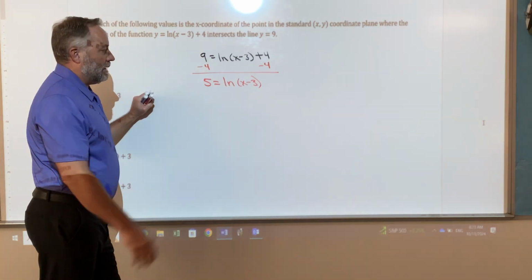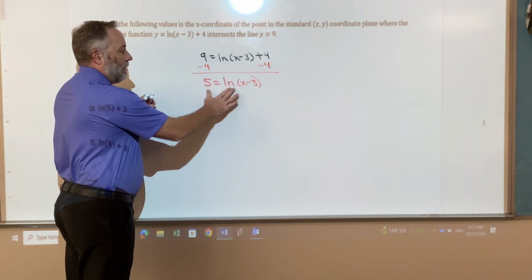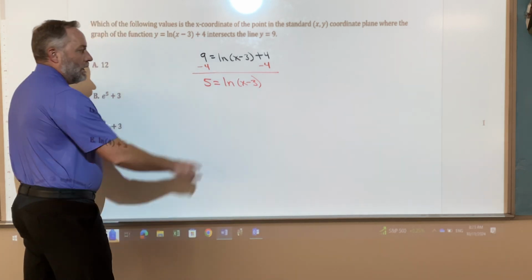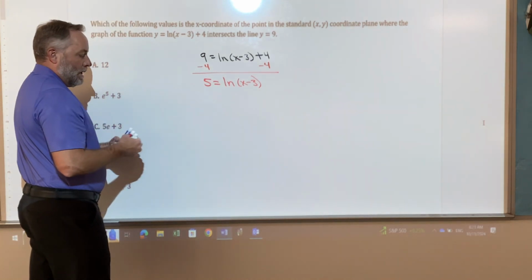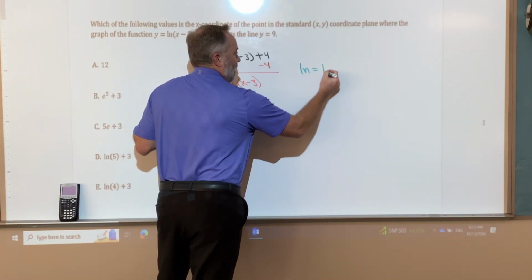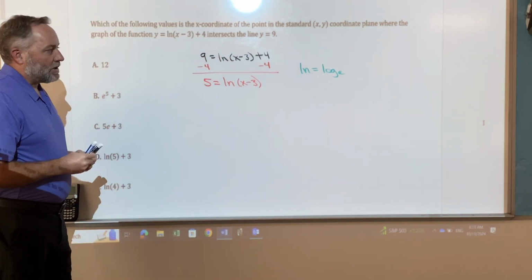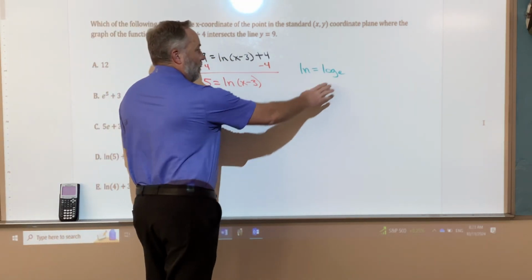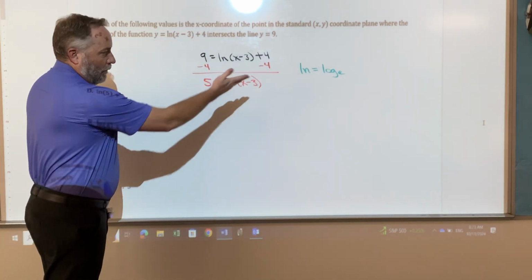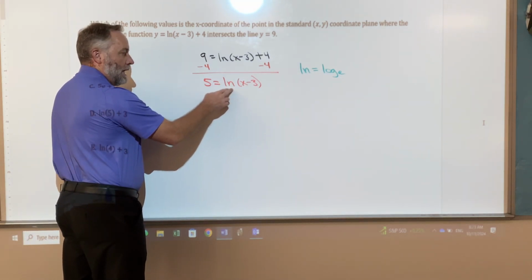So the next thing we need to do is to undo, do the opposite of, do the inverse of this function to solve for x. This is the natural logarithm. Natural log is a logarithm with a base of e. And e is an irrational number similar to pi, but it's a special logarithm with base e, and that becomes the natural logarithm.